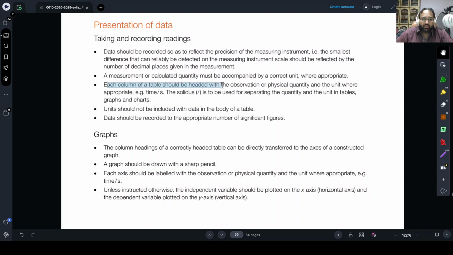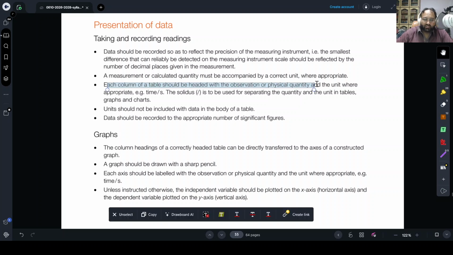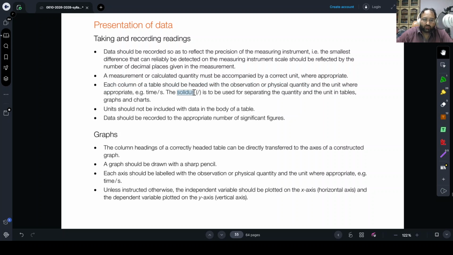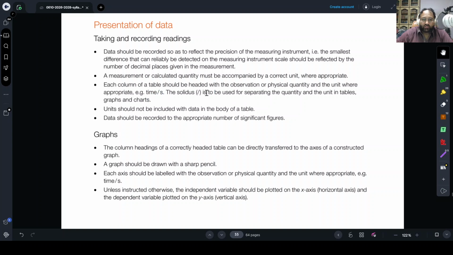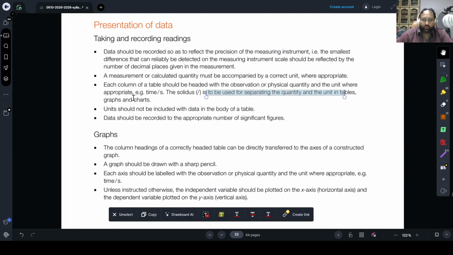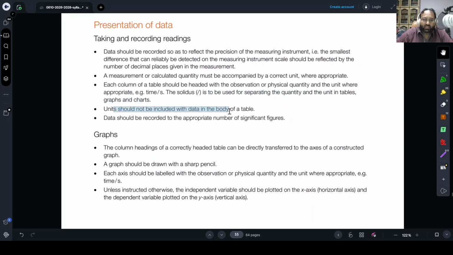Each column of a table should be headed with the observation or physical quantity. So if it's length, you put a slash, which is called the solidus, the forward slash, I believe, what we call it normally, and then the unit. So for example, time in seconds, or length in millimeters. And this is to be used for separating quantities and the unit in tables, graphs, and charts. Unit should not be included with data in the body of the table.